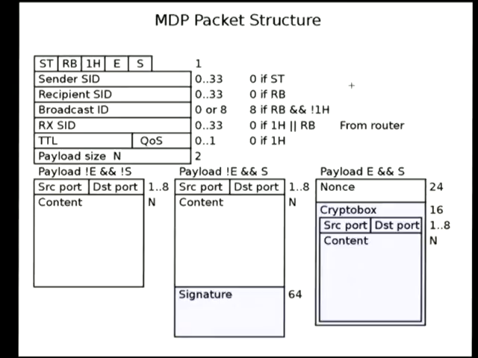The first byte is basically a bunch of flags telling you more about what's present after that. Then the sender SID and the recipient SID, these are analogous to the source and the destination addresses on an internet packet. Those can be between 0 and 33 bytes. Because our addresses are so hugely long, 32 bytes, you don't want to put them in every single packet. So we use abbreviations.